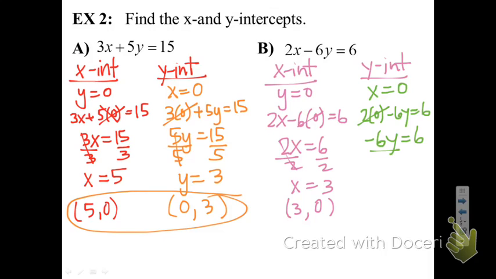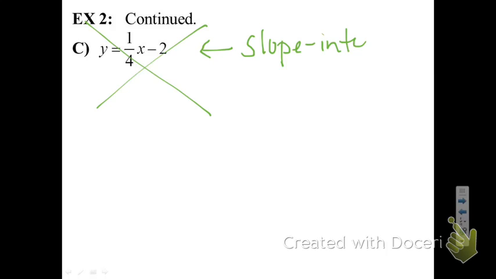And then we'll divide by -6 on both sides. These divide out, and you're left with y equals 6 divided by -6, which is -1. And you have an ordered pair at (0, -1). We skipped this in our notes today because we talked about how this is in slope-intercept form, and we would identify the slope and the intercept if we were going to graph that equation.